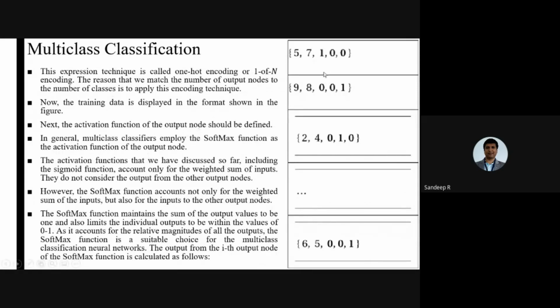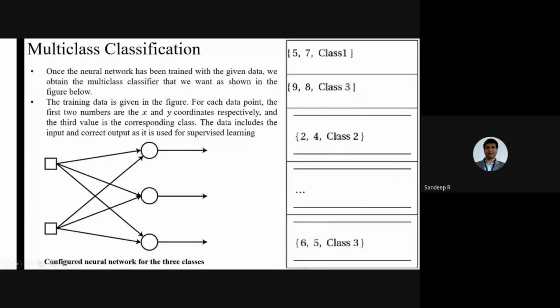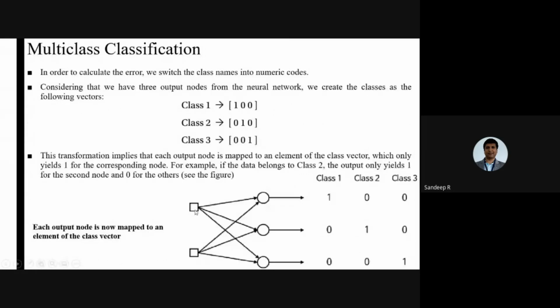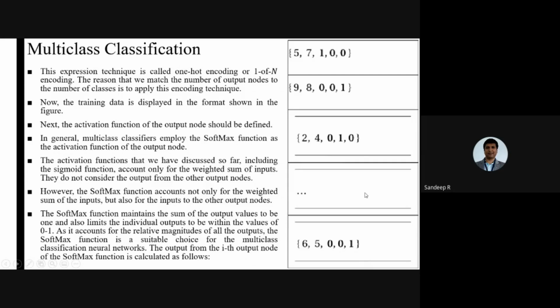So now see here, this is the input, these are the correct outputs. So 100, class 3, class 2, class 3. The same thing is now formulated in this particular fashion, everything in terms of the numbers. So input layer, the output layer, number of output nodes equal to the number of classes, class 1, class 2, class 3.